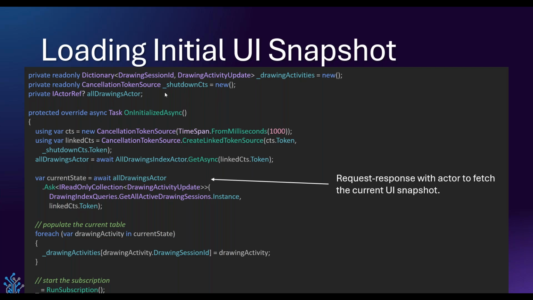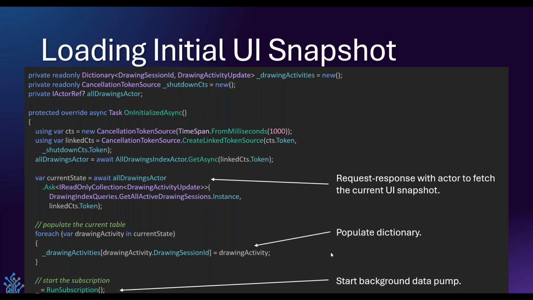So what we're going to do in here is get a reference to the all drawings index actor. And this is using Akka.Hosting's IRequired actor right here. We're going to get a reference to this actor, and we're just going to use a simple request-response operation. We're going to say, hey, I want you to give me a list of all the current drawings. And so we'll go ahead and get an initial snapshot this way. And we're going to populate this dictionary right here with those values. And then we're going to start a background data pump.